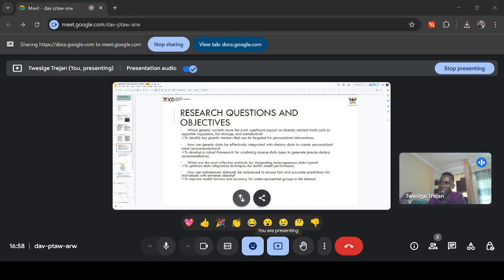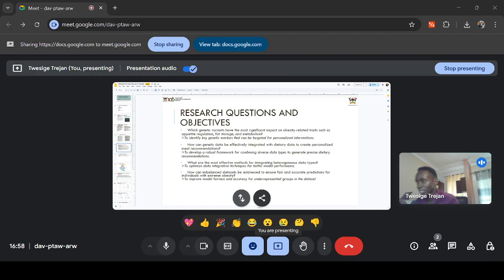How can genetic data be effectively integrated with dietary data to create personalized meal recommendations? The solution is to develop a robust framework for combining diverse data types to generate precise dietary meal recommendations. So what are the most effective methods for integrating the heterogeneous data types?